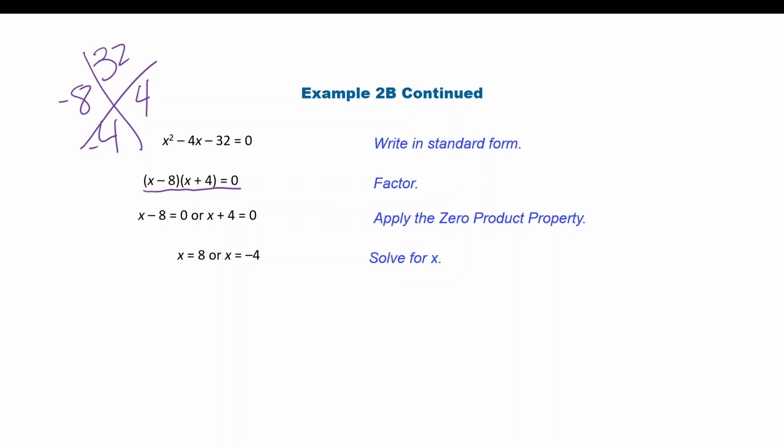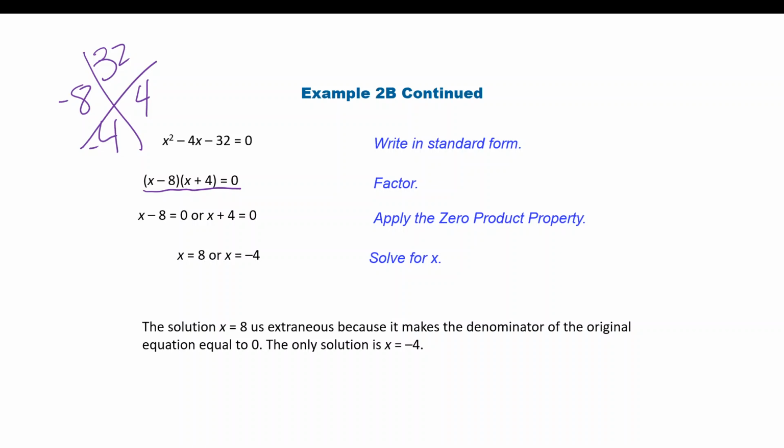Now remember, back in our original problem, we said that x cannot equal 8. Otherwise, our entire equation will be undefined. So that tells us that the solution x equals 8 is extraneous, and I misspelled that. It makes the denominator of the original equation equal to 0. So the only solution is x equals negative 4.